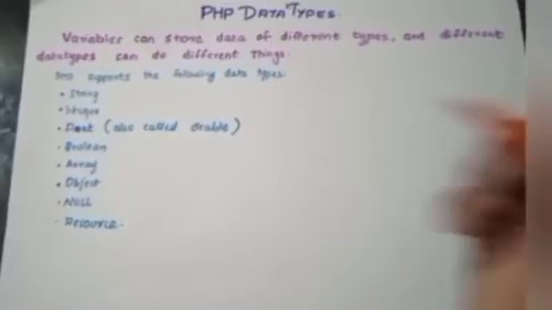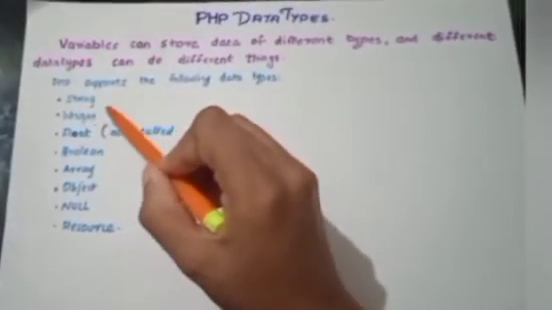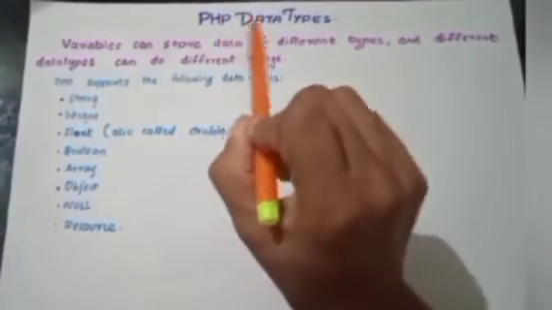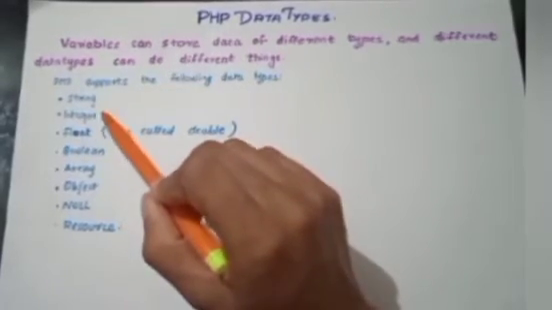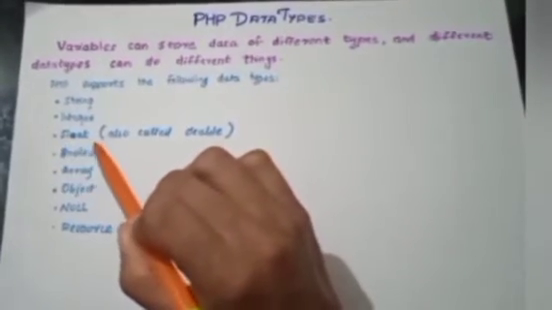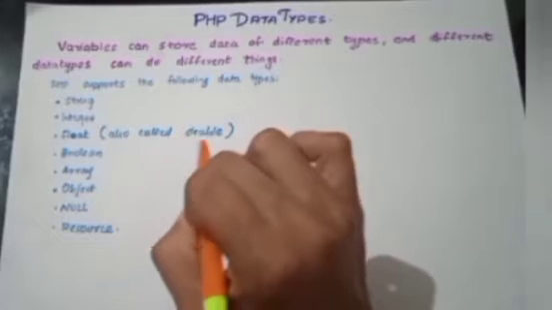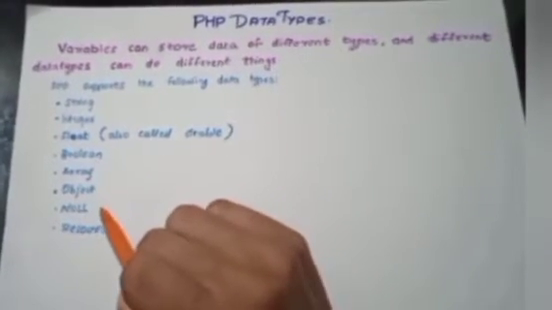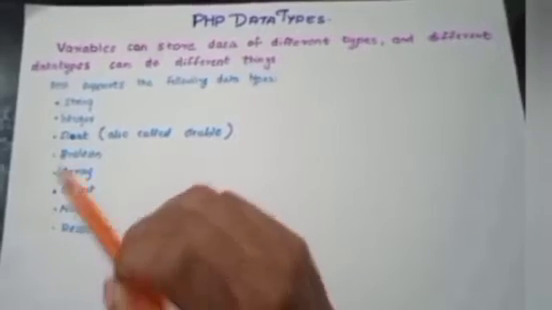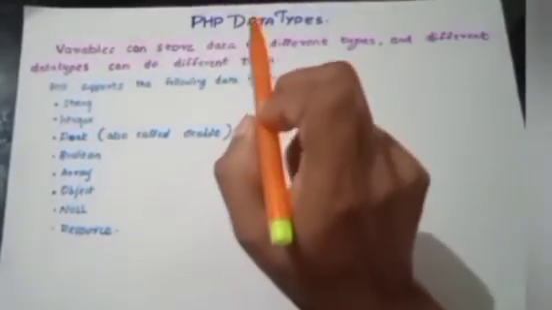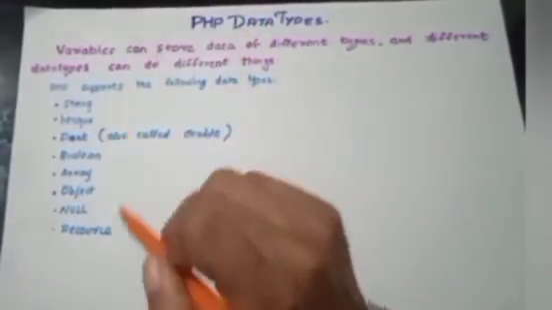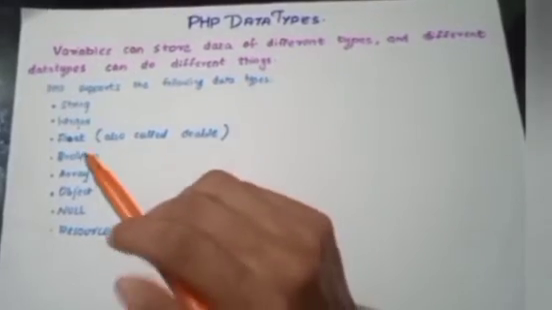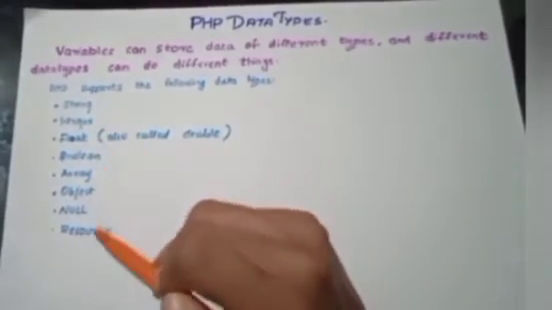The first one is string. Then the next ones are integer, float (which can also be called double), boolean, array, object, null and resource. So these are the data types that are used in PHP. Let's see each and every one now.